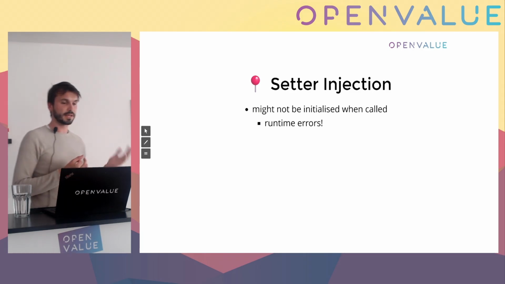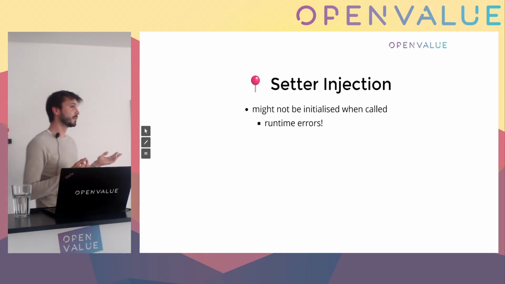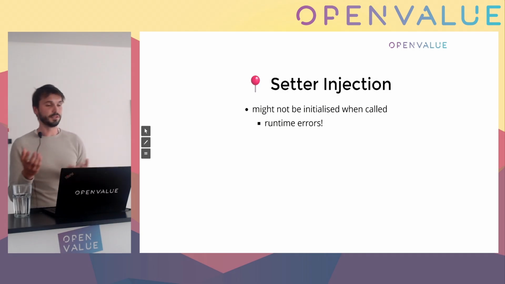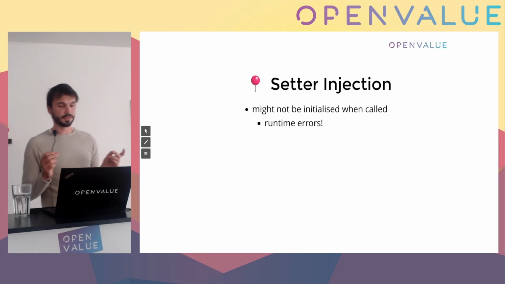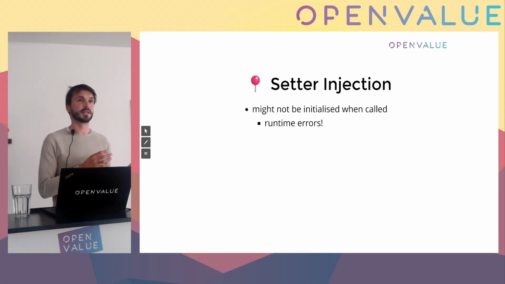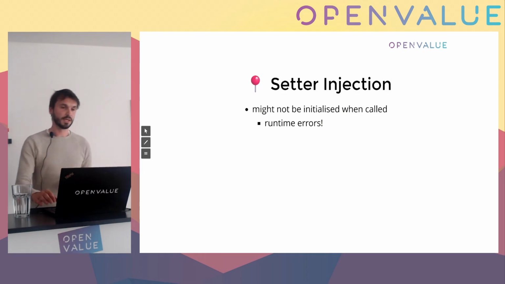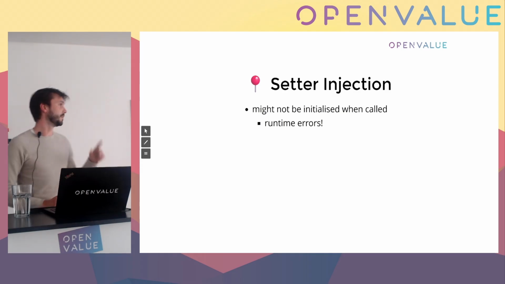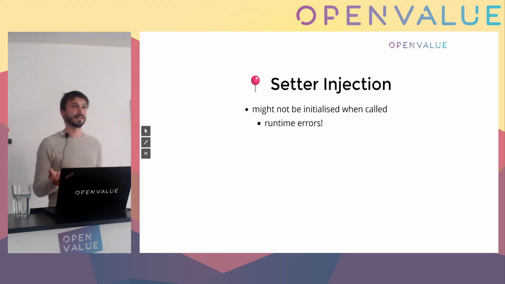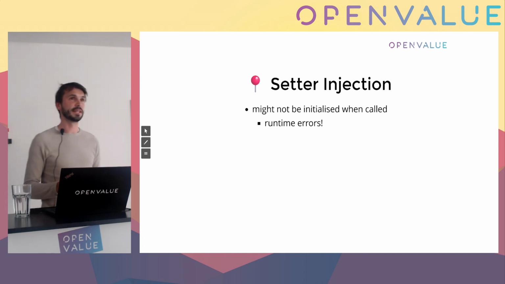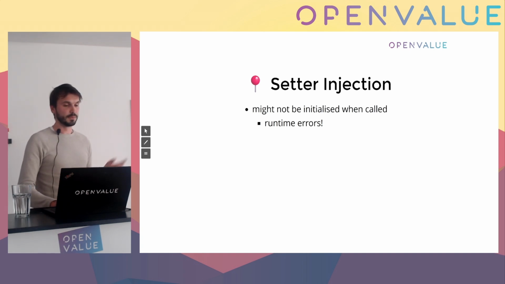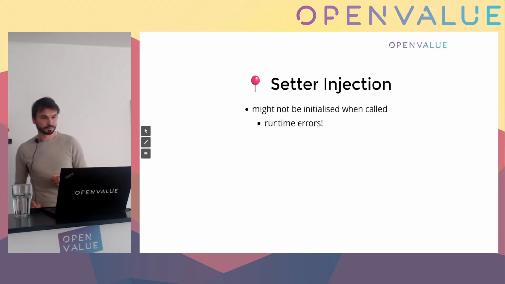So it's kind of nice because the dependency is optional, and there might be a use case for that if you have optional dependencies. But you should be aware of it, because the dependency might actually be null when you want to use it. So this can lead to runtime errors. And you either have to handle it, or you say, when it's null, something got really wrong, so then the application is in a bad state anyway. But just be aware that this can happen.